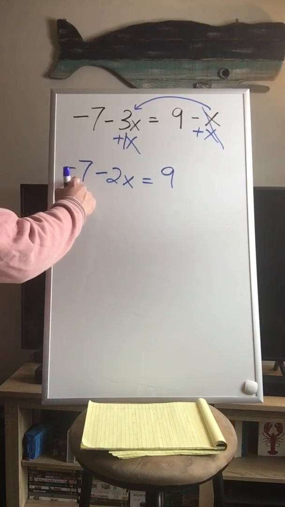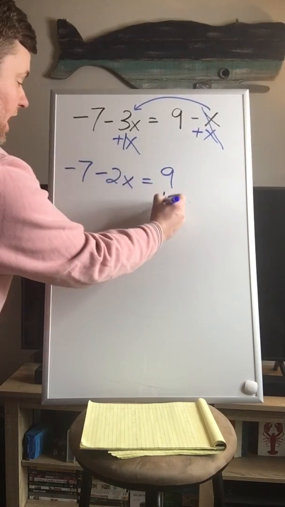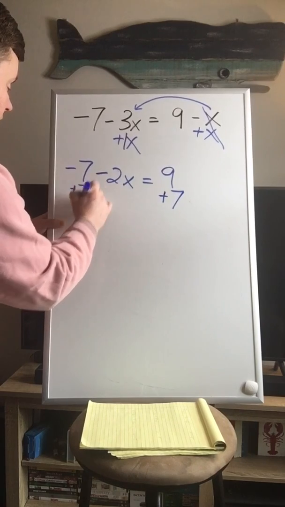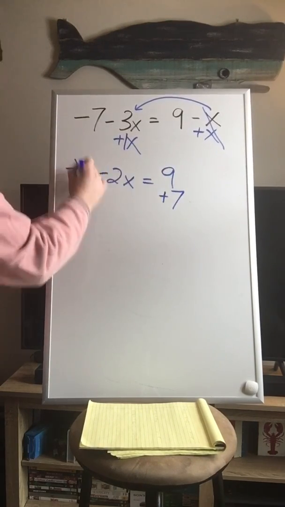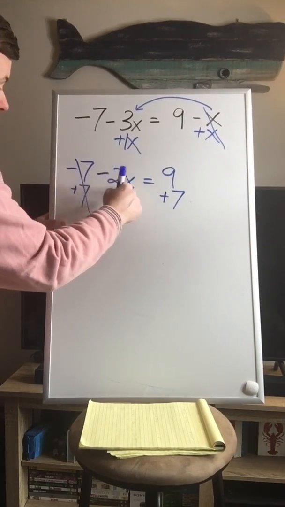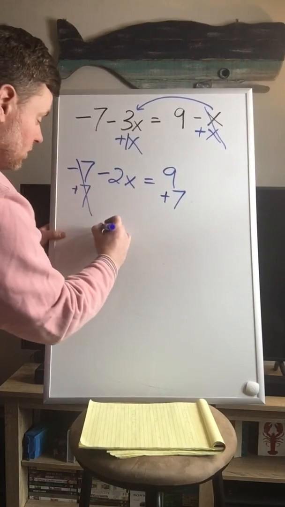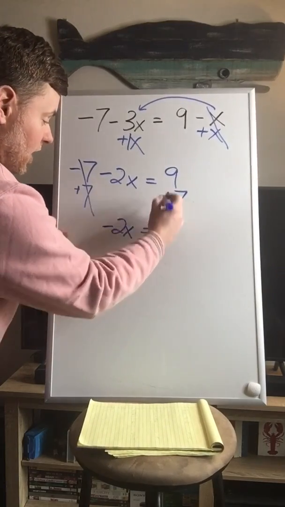I'm going to move the minus 7 over, so I'm going to add 7. Right? It's negative 7, so I add to both sides. Then I'm left with negative 2x. Remember, that minus goes with the 2. Minus 2x. And now over here I have 16.